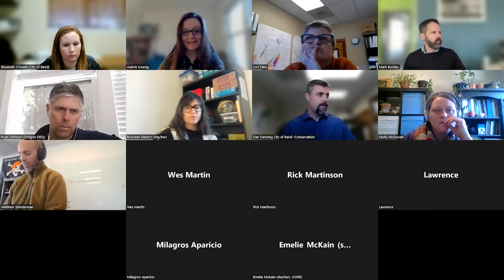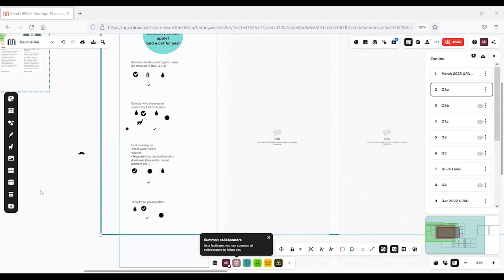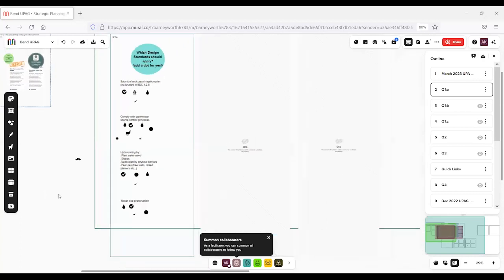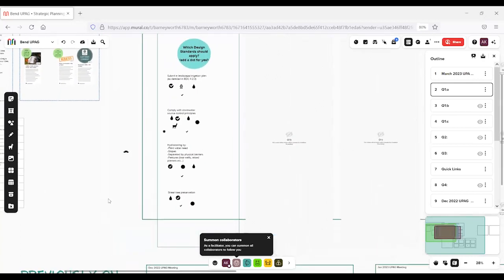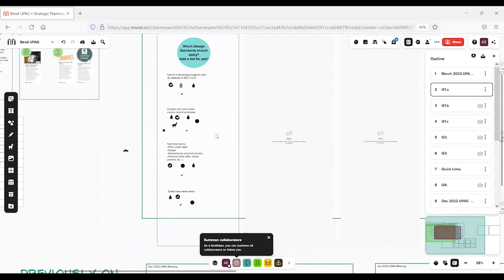So maybe let's take a quick look here, because I think most people have had a little bit of time to think on this. It looks like the stormwater source control principles is the one that most folks feel should be a requirement to comply with. Does anybody want to speak to that, or is there something that would help make that clear, as moving forward, what you'd like to understand or clarify?